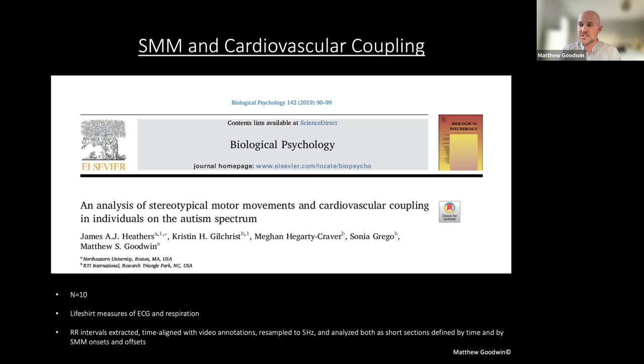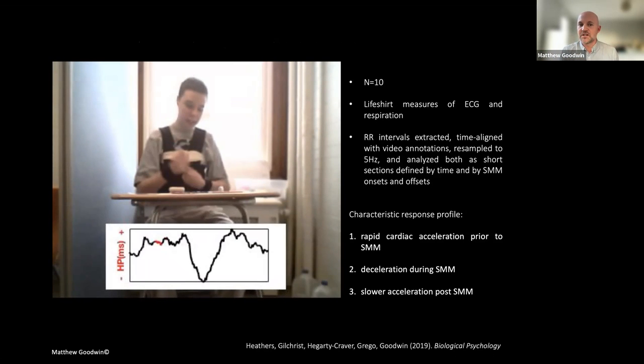In the absence of someone's self-report, we can observe directly how their peripheral nervous system is responding before, during, and after behavior. So here is an example, again, looking at those stereotypical motor movements. These are 10 individuals with autism in the same experimental setup I showed you before. But what I didn't tell you before is that the vest he's wearing has a 3-lead ECG.